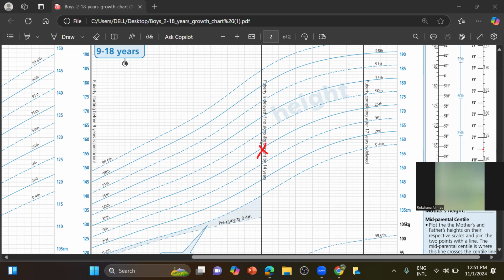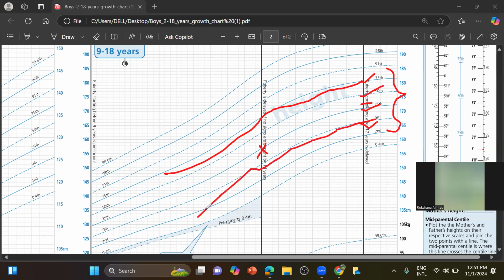That means 2 centile above and 2 centile below 27, so we can take this 25th centile and this 9th centile. The child's mid-parental height range is between them. If we go through this 9th centile, the child is between them. This is the mid-parental height.